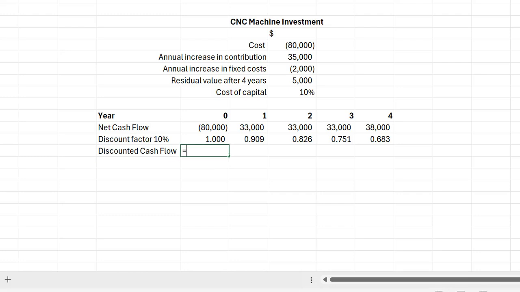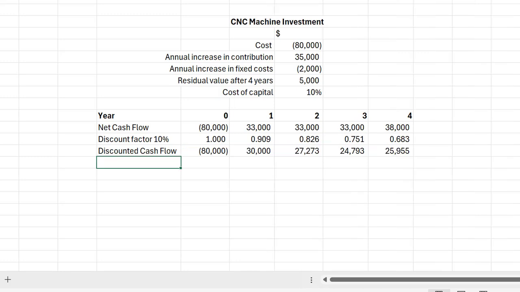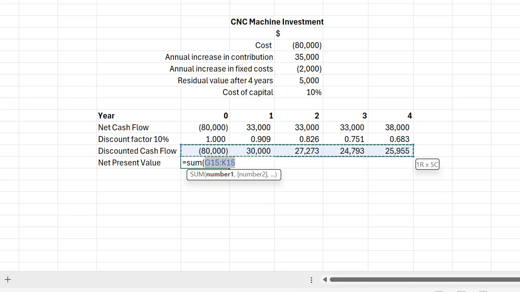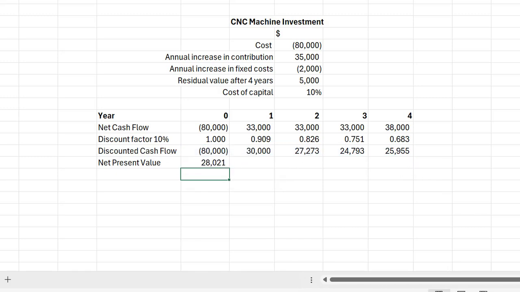And I will simply multiply the cash flow by the discount factor. And drum roll, please. The final step is to add those discounted cash flows together, and we have the net present value, the present value of each year all added together. And that will be equal to the sum of the discounted cash flow from each year. And guys, we have a 28,000 net present value.